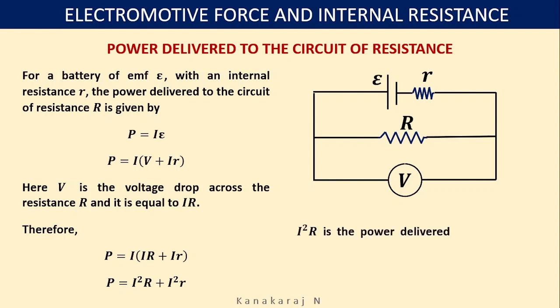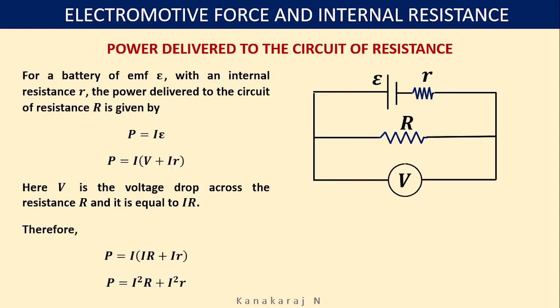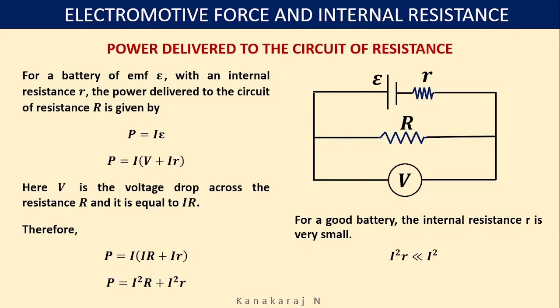I squared R is the power delivered to the electrical device, that is the external resistance R. I squared r is the power delivered to the internal resistance. And we very well know that for a good and very fresh battery, the internal resistance r is very small. So I squared r is very small compared to I squared R. Almost the entire power is delivered to the external resistance.